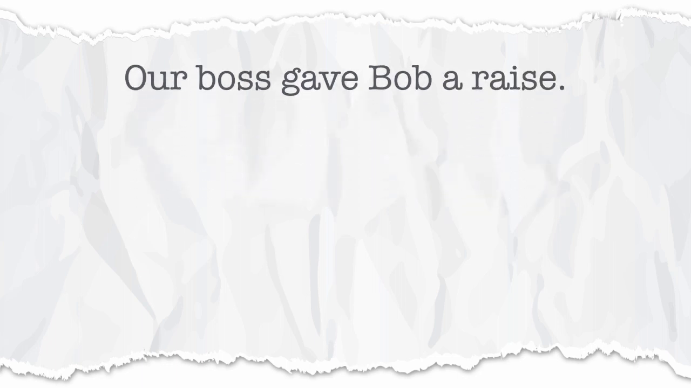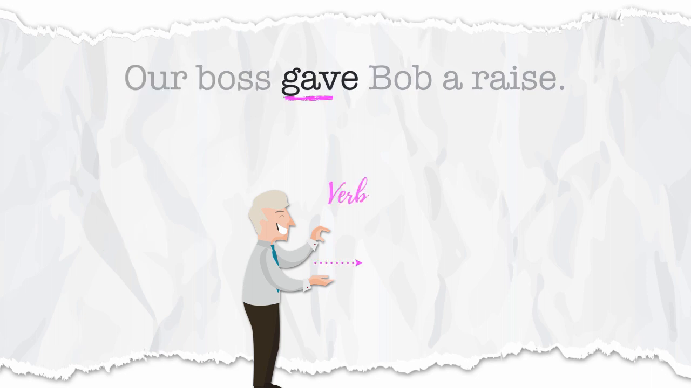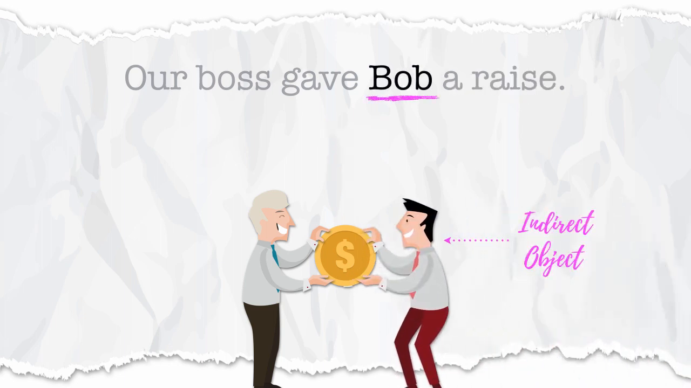Let's break that sentence down. So, our boss is the subject. He is the person, place, or thing doing the main action. What is the main action? He gave. That's the verb. What did he give? He gave a raise. That's the direct object. And the indirect object answers to whom, or for what, or for whom. Bob is the indirect object. Can you guess the object in this sentence? She runs. There isn't one. She is the subject and runs is the action. It's the verb. So not all sentences have objects.